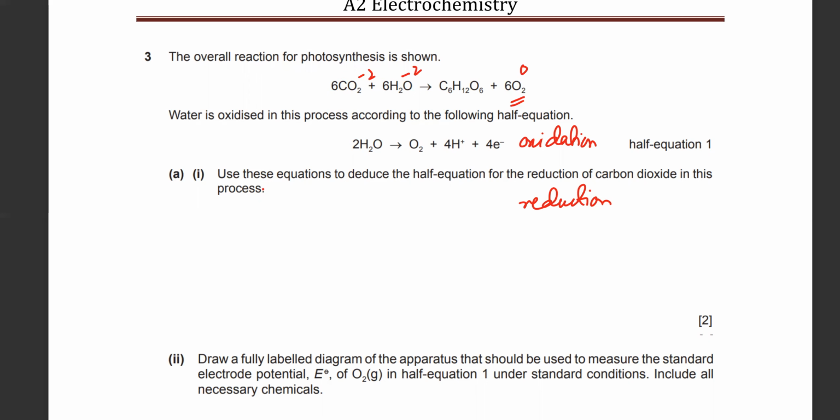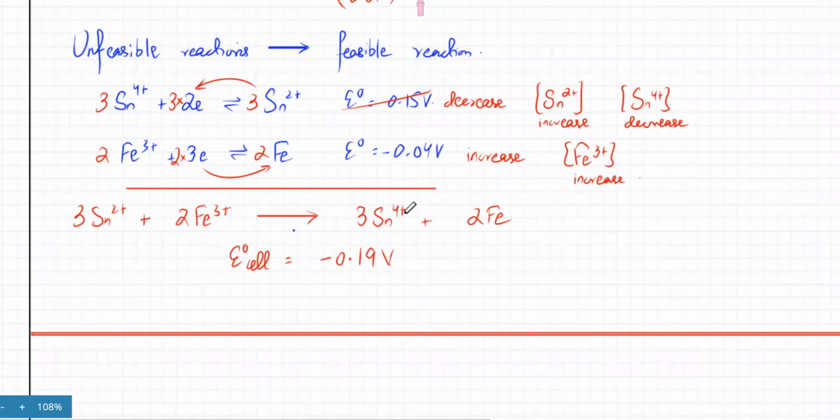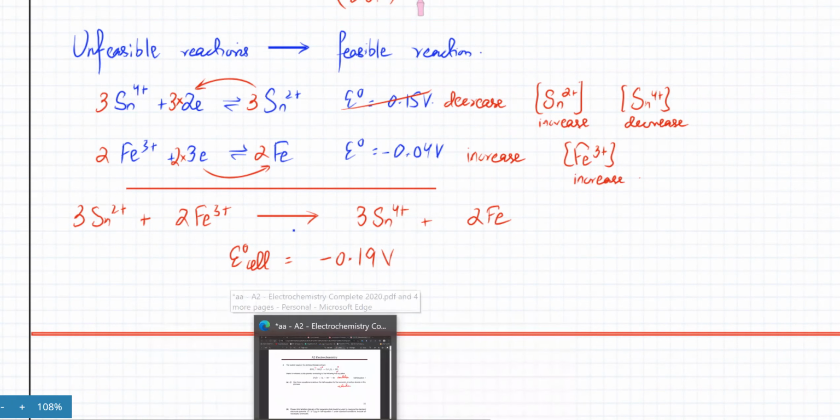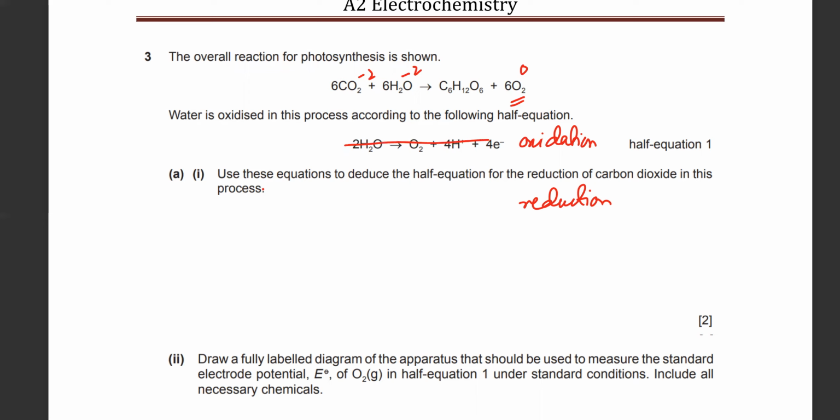It's the same way over here. If you see 3 Sn4+ over here, and you're given this equation, that equation must be multiplied by 3, because the final thing has 3. So I'm going to rewrite this equation. If I multiply this by 6, it's going to be 12 H2Os. And on the other side, there's going to be 6 O2s and 24 H+, right? And 24 electrons, right? So that is my oxidation equation.